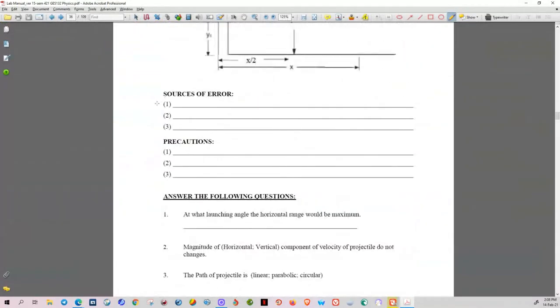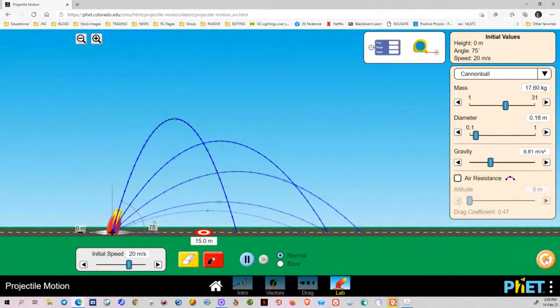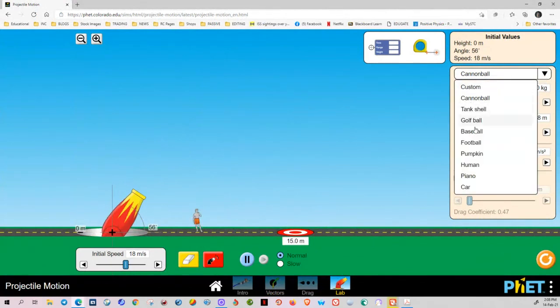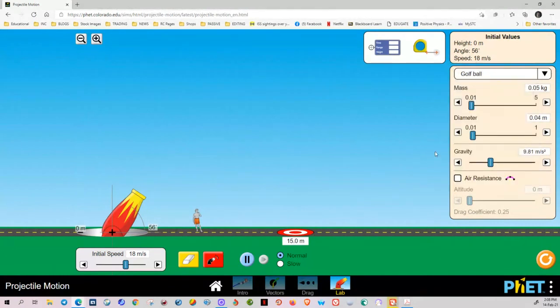We have to talk about the source of error and precaution. Number one, I already told you, air resistance. What is the source of error for air resistance? If we actually do the experiment in the lab, I want to show you what's going to happen. Let's say that we are in the lab, and instead of a cannonball, we are using a golf ball, which is actually small, but there is air resistance. And the velocity is actually small, 3 meters per second. Let's try and shoot it at 45 degrees. What's the effect of air resistance?